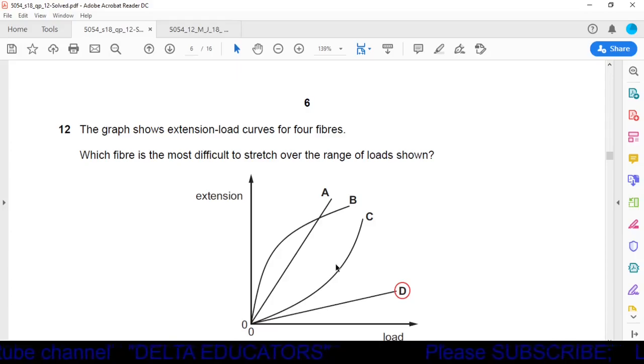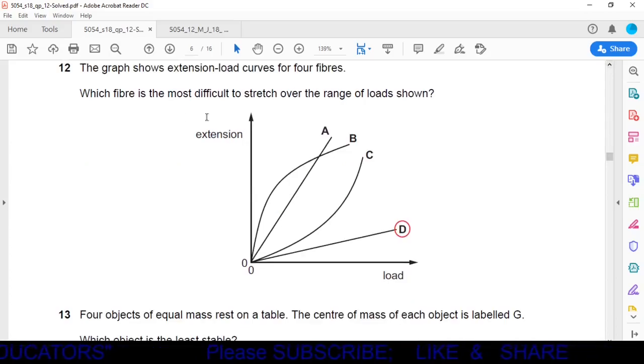It is clear from the graph that in A, the extension will be more with the applied load. Why? Because here the gradient is more. So we can say with less load, it will extend more. And in D, with the applying of load, it will extend least or minimum. Which fiber is the most difficult to stretch? Definitely D will be most difficult to stretch because we have to apply more load to give extension in this fiber. So option D is the correct option.